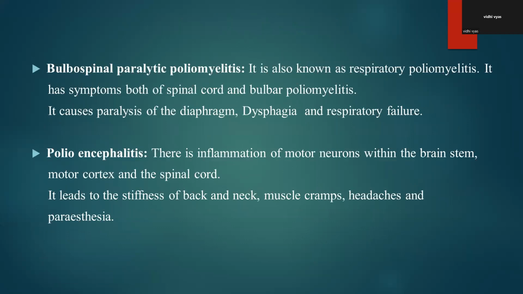Bulbospinal paralytic poliomyelitis. It is also known as respiratory poliomyelitis. It has symptoms of both spinal cord and bulbar poliomyelitis. It causes paralysis of the diaphragm, dysphagia, and respiratory failure. Polio encephalitis. There is inflammation of motor neurons within the brain stem, motor cortex, and the spinal cord. It leads to stiffness of the back and neck, muscle cramps, headache, and paresthesia.